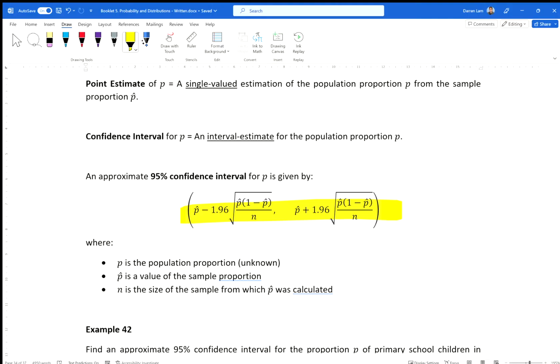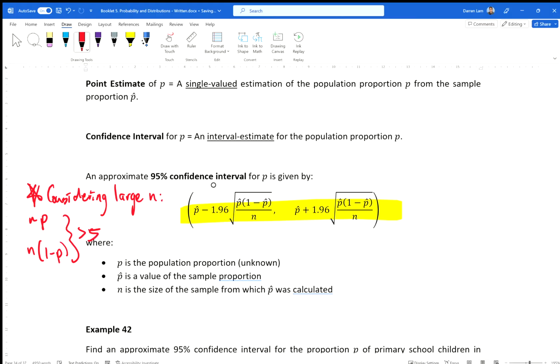Something I'd like you to add to the side of it, with a star, is that this is all considering a large sample, or large n. So n p hat and n(1 minus p hat), you might see it in the textbook as q, same thing, needs to be greater than 5. So this is all assuming a large sample size. In here, P is the population proportion, P hat is the value of the sample proportion, and n is the size of the sample from which P hat was calculated.